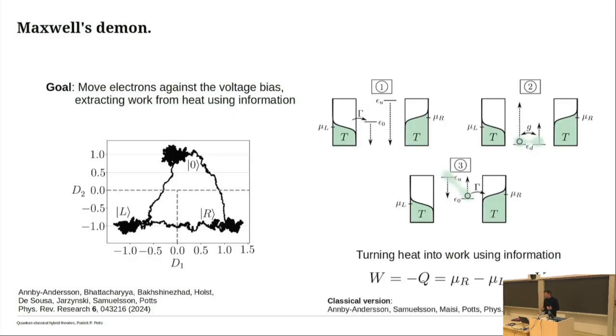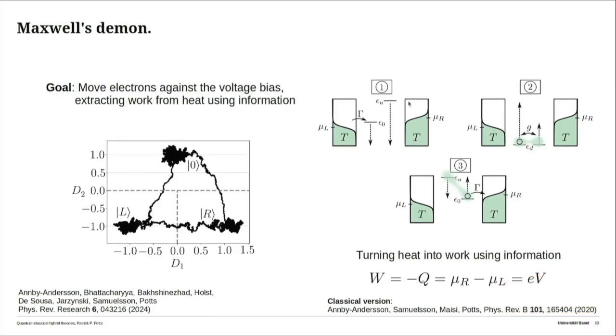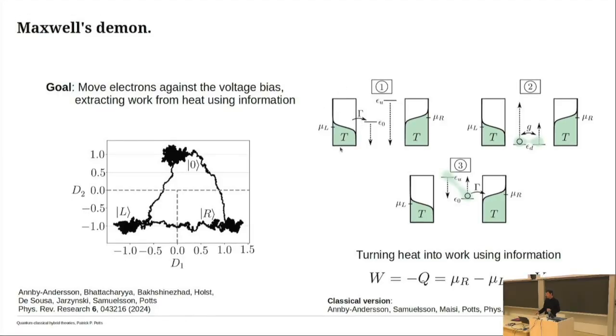And now I want to explain to you how we can use the information on where the electron is in order to move it against the voltage bias. So what you can see here are our energy diagrams. The lines denote the energies of the quantum dots, and these boxes denote the contacts. They are at a different chemical potential, which is this mu L and mu R, and the potential difference is exactly the voltage bias.